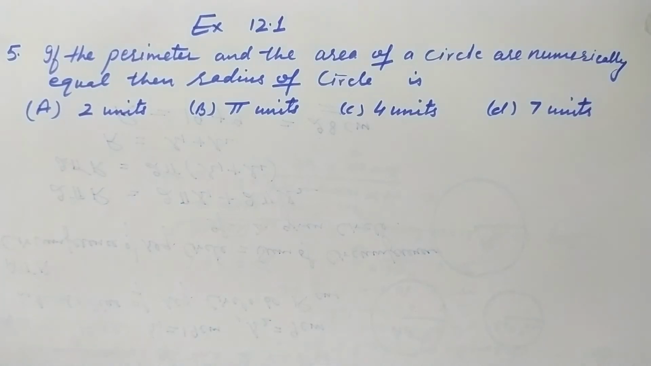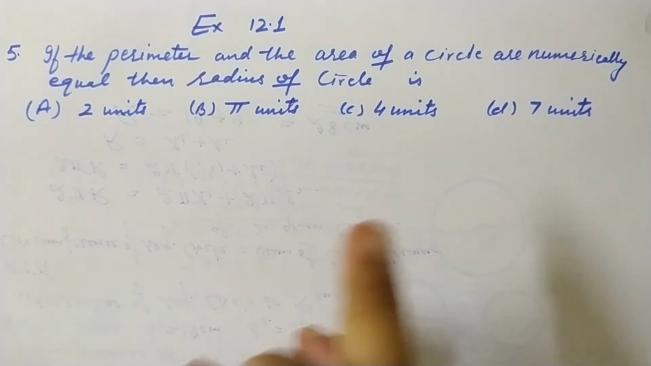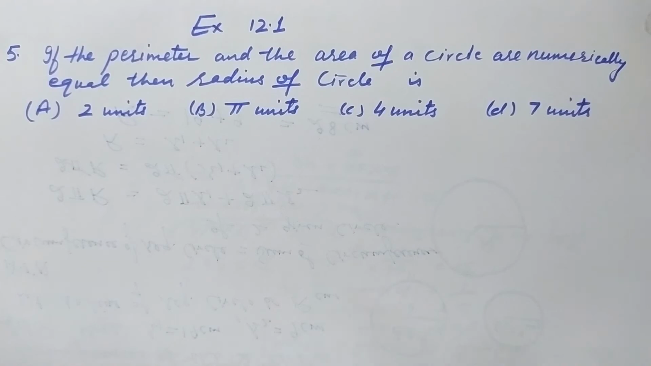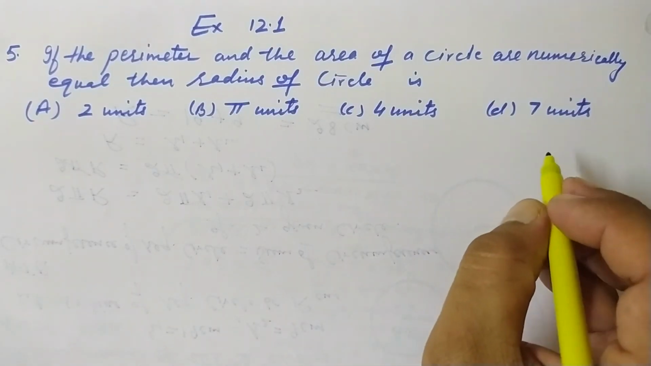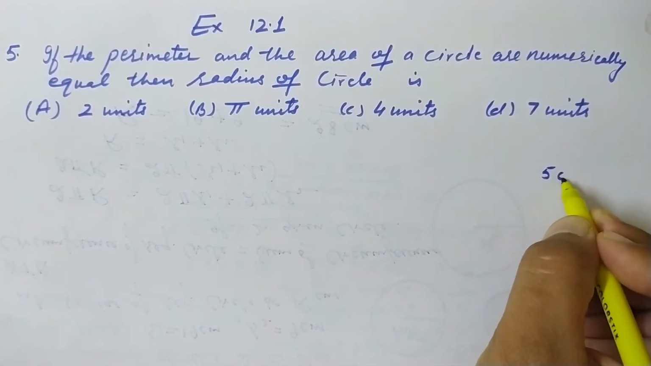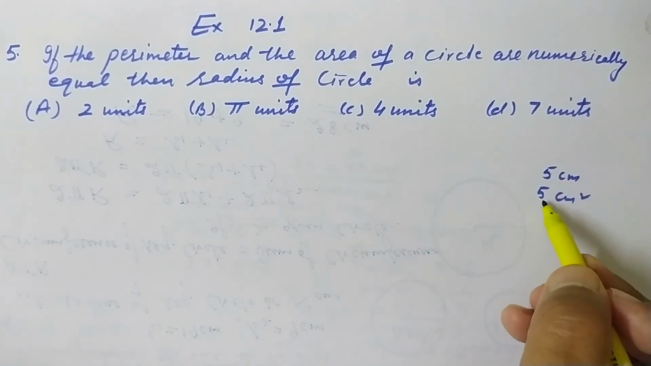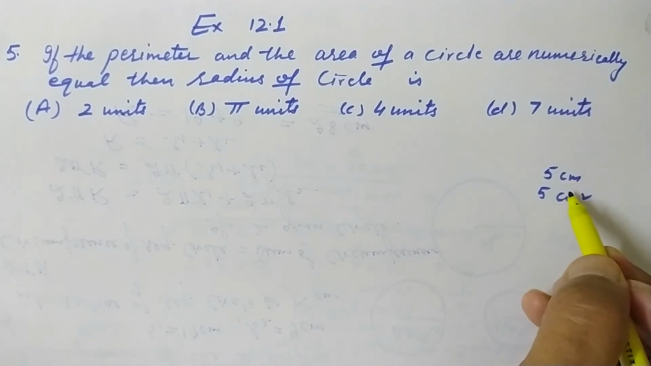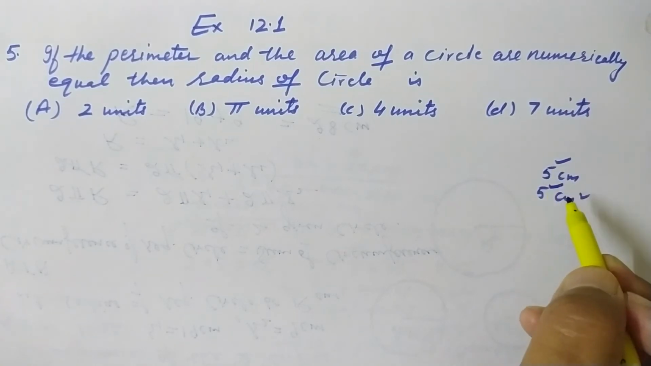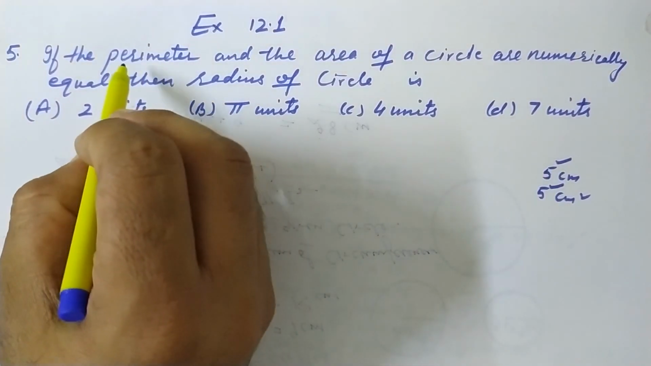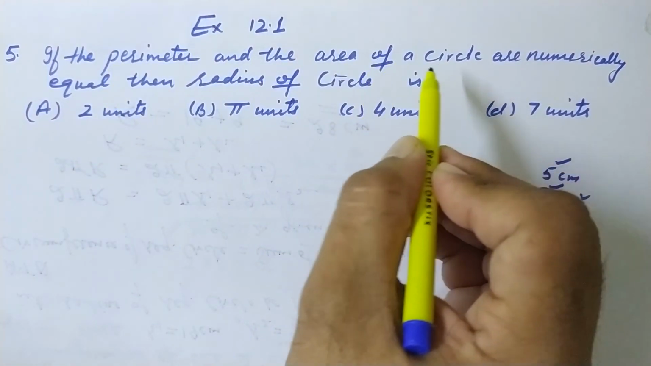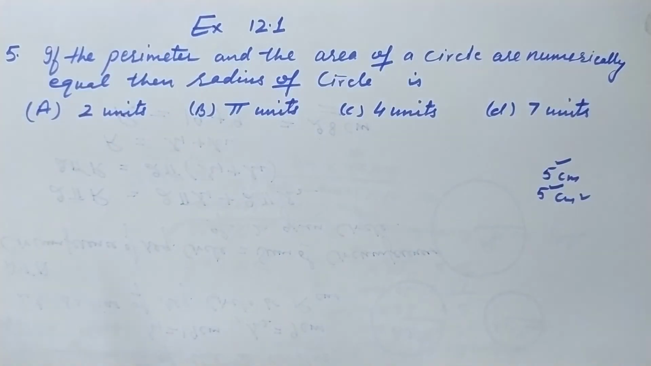So here perimeter and area are numerically equal. Numerically equal means their number is the same. Suppose perimeter is 5 centimeter, then area is 5 centimeter square. So numerically they are equal. Units are changed, no problem, but numerical value is the same. So the perimeter and area of the circle are given equal numerically. So let's see.